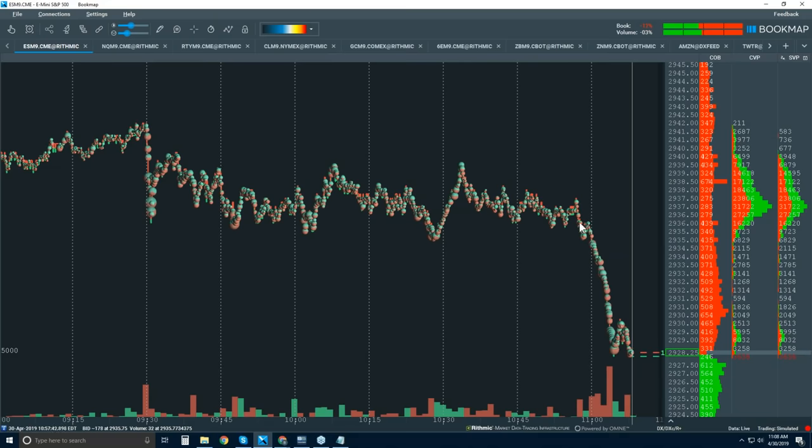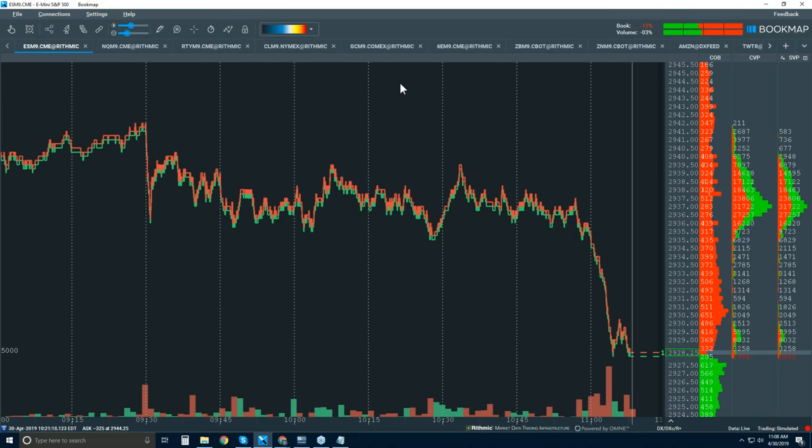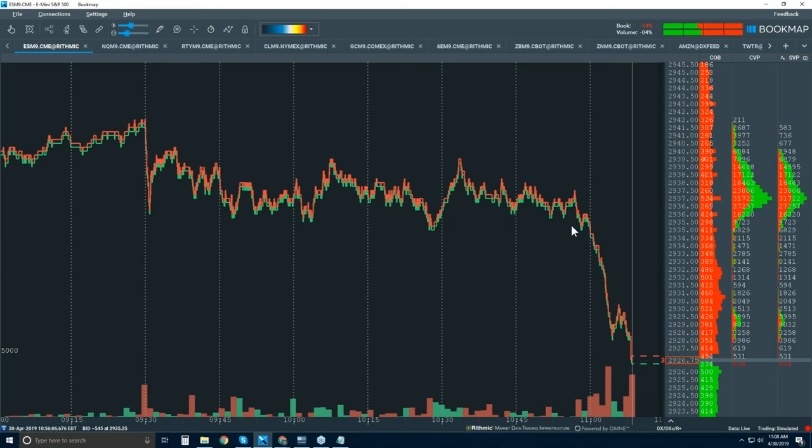Okay, so the volume dots here show you precisely where the volume is transacting within that best bid and offer. Now I'm going to take the volume dots off as well, and we're just going to look at best bid and offer. Now, this is a very simple view of the market. Most of us understand exactly what this is. Now, why is it an advantage to display the data this way? It's because it's not aggregated.